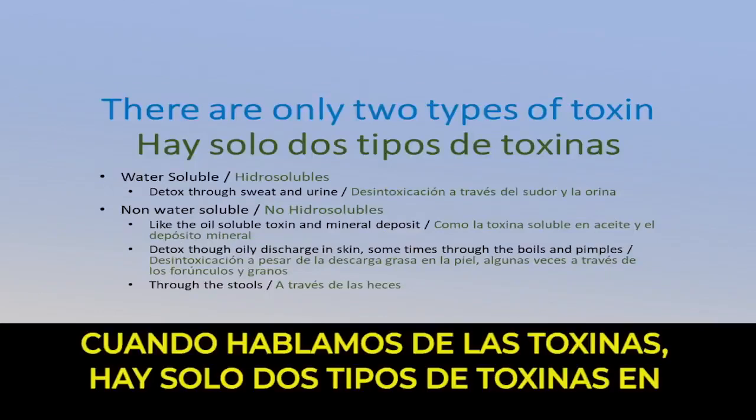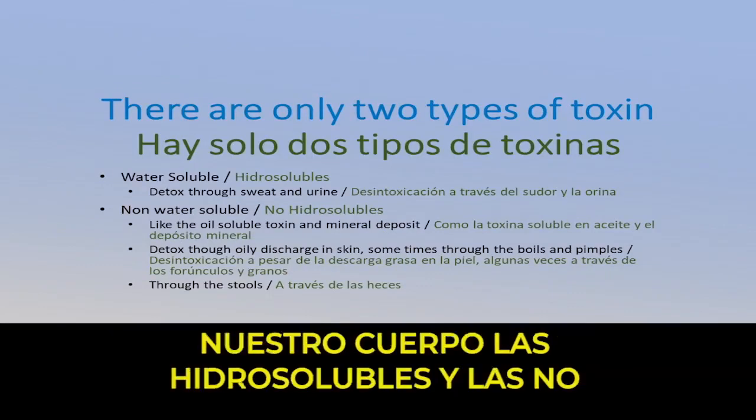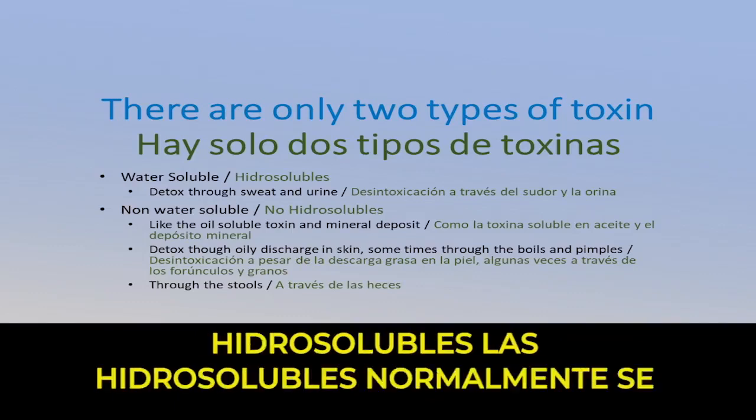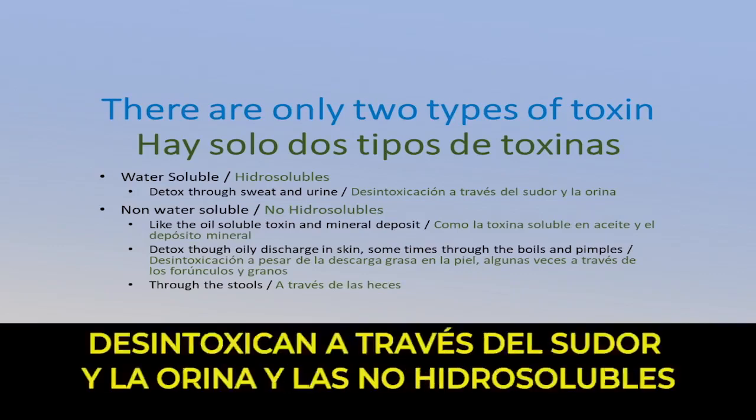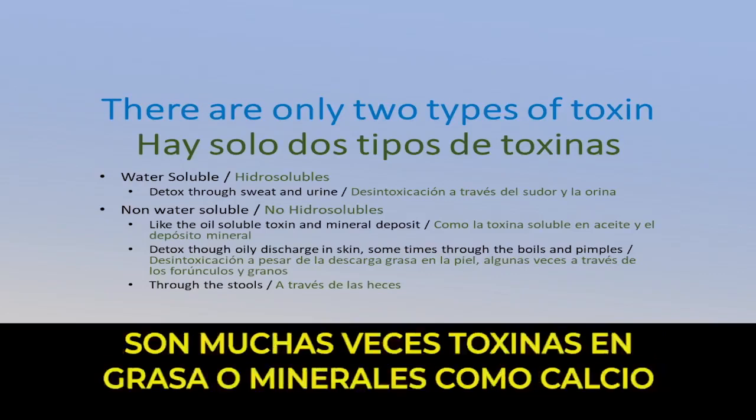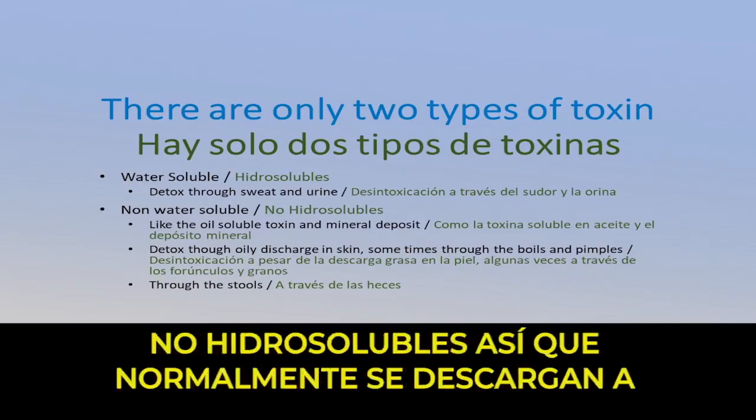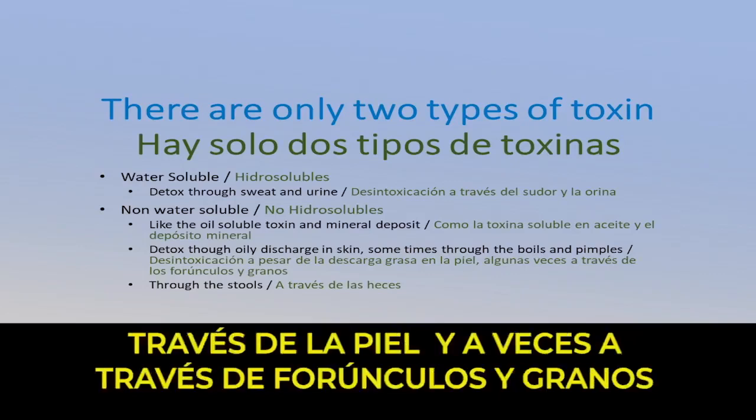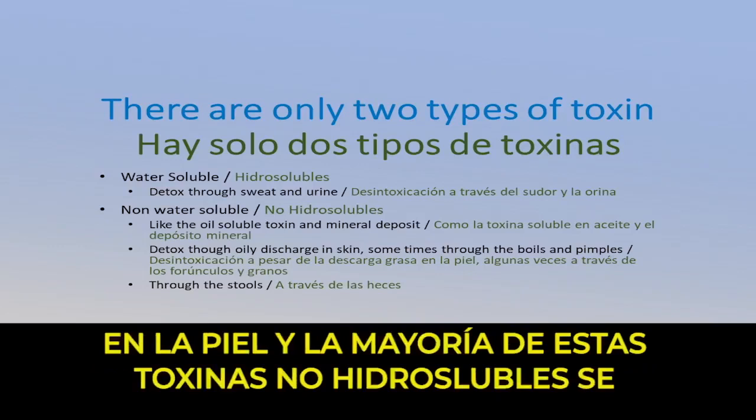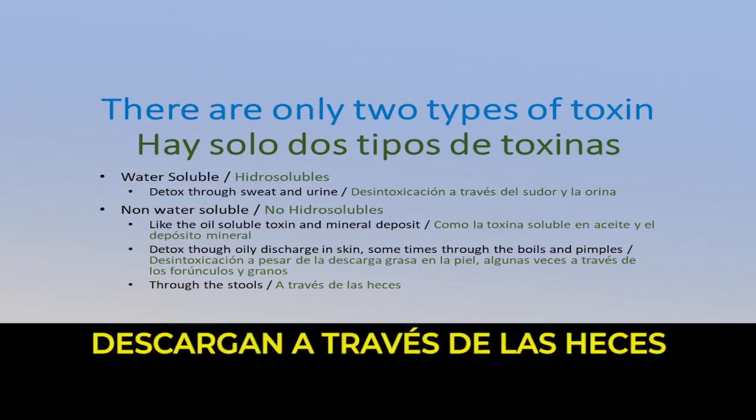When they come to the toxin, you know, there are only two types of toxin in the body. One is water soluble, one is non-water soluble. This water soluble normally detox through the sweats and urine. Then this non-water soluble, sometimes they are oil toxin, you know, or the mineral like the calcium deposit inside the body, the calcium stone. So normally they detox through this discharge in the skin, and sometimes through the boils and pimples, no, at the skin.